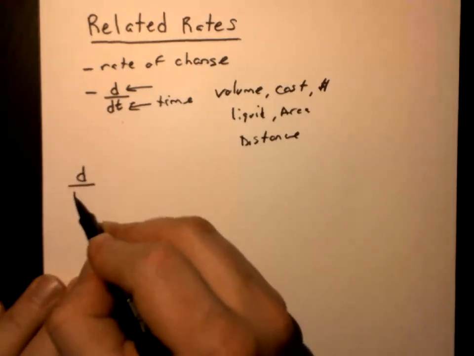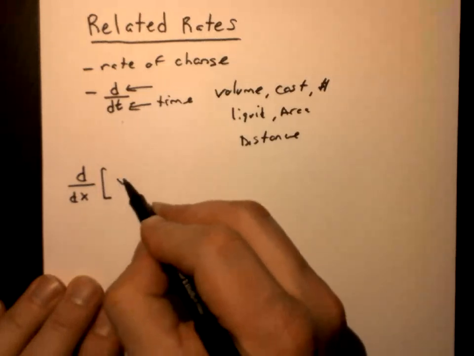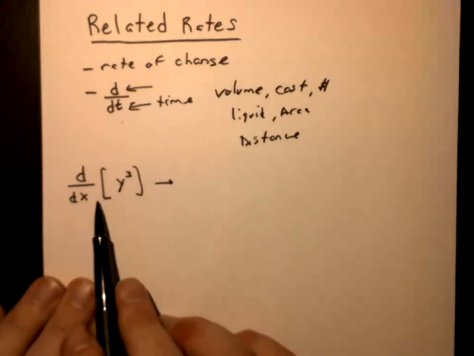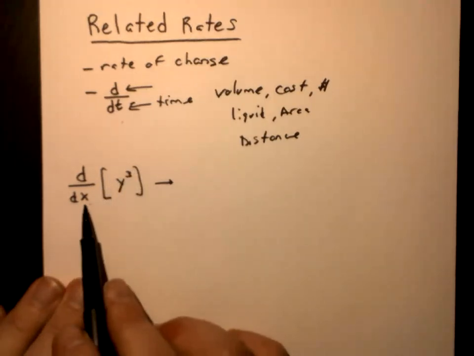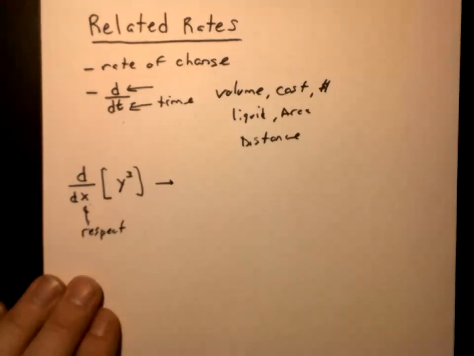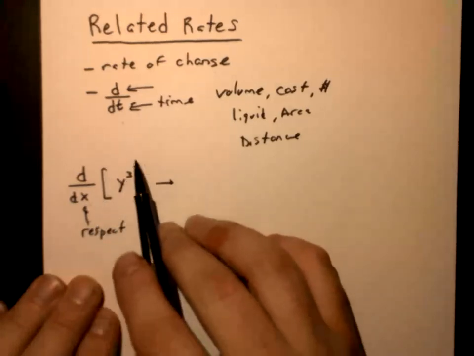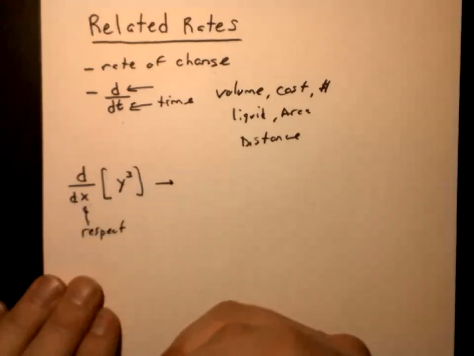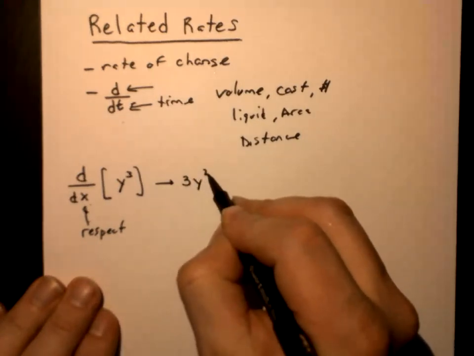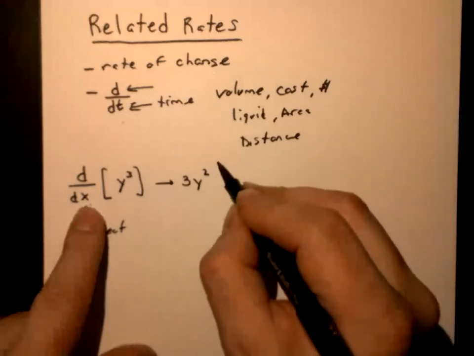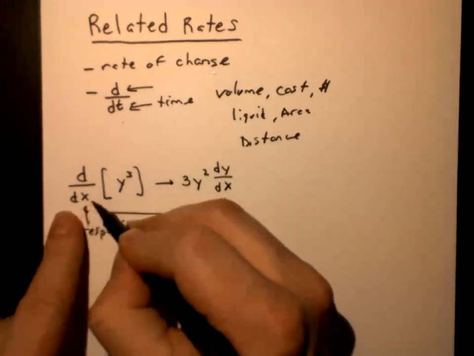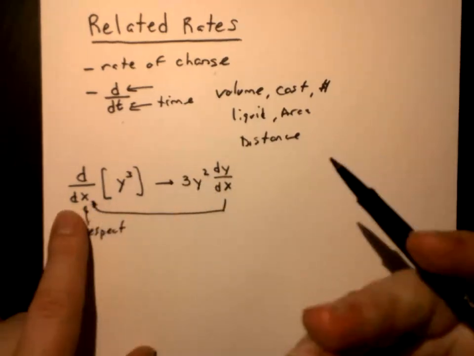So if we take d/dx of, let's say, y to the third, well, technically you're differentiating y to the third with respect to x. Remember, this is the respect part that you need. When you take the derivative of this, you have to make sure that there's an x in there. So you're going to take the power, 3y squared, but remember, you're dealing with x, so it's going to be dy over dx. That part comes from there because you're differentiating with respect to x.